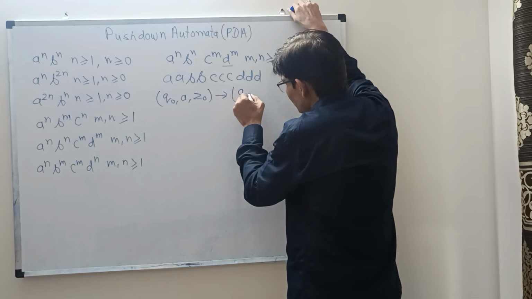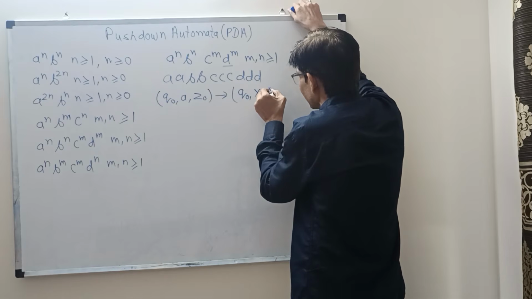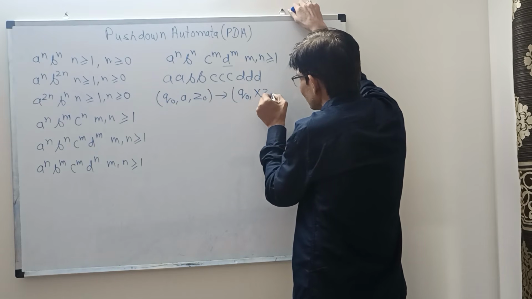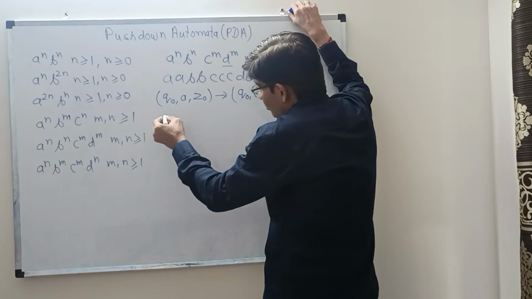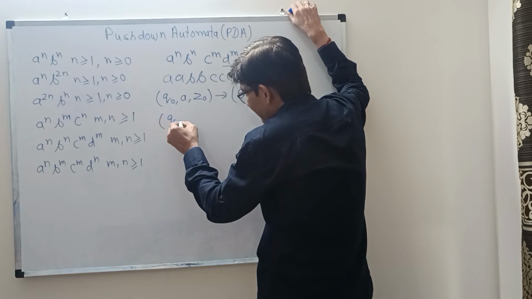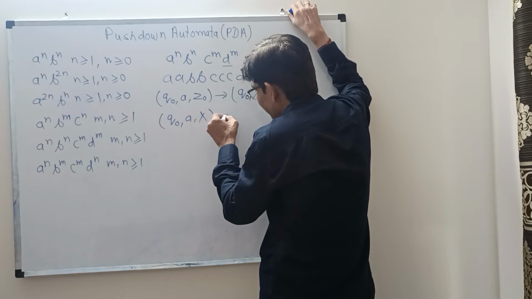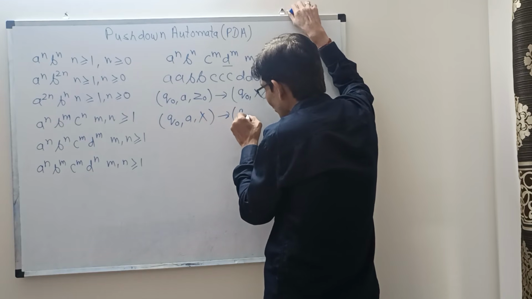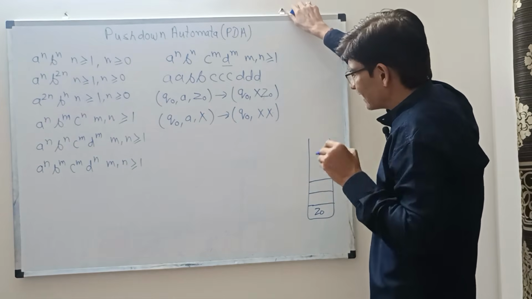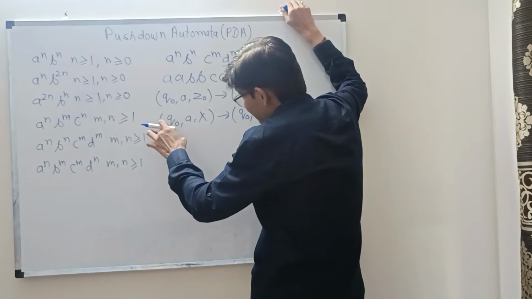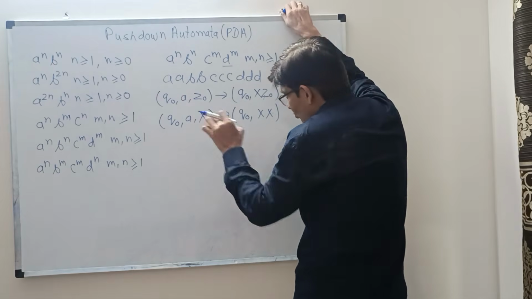So we will stay in Q0, we will push one X into the stack, and Z0 would be copied as it is. Then on Q0, we will read second A, and at that time X would be on the top of the stack. So we need to push one more X into the stack, so we can represent it like this. Now we can push and we can read any number of A's using this rule.